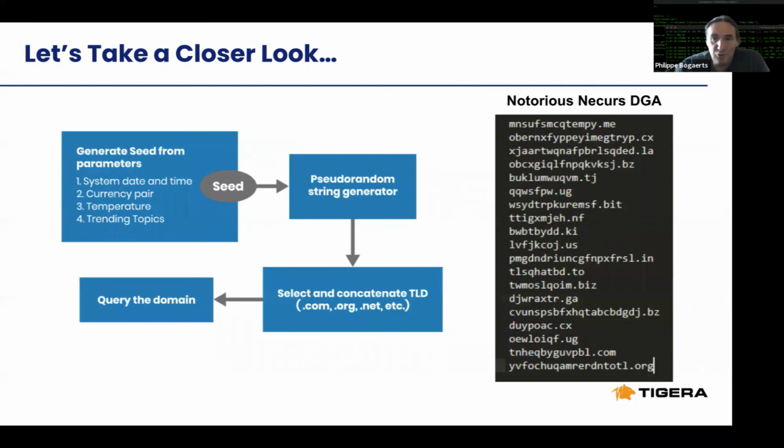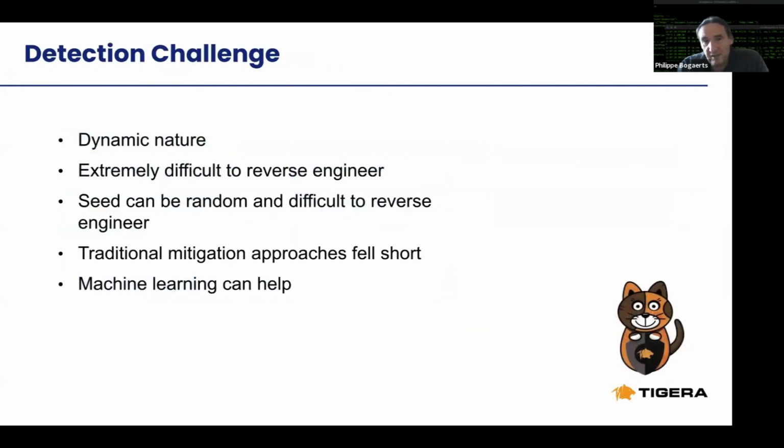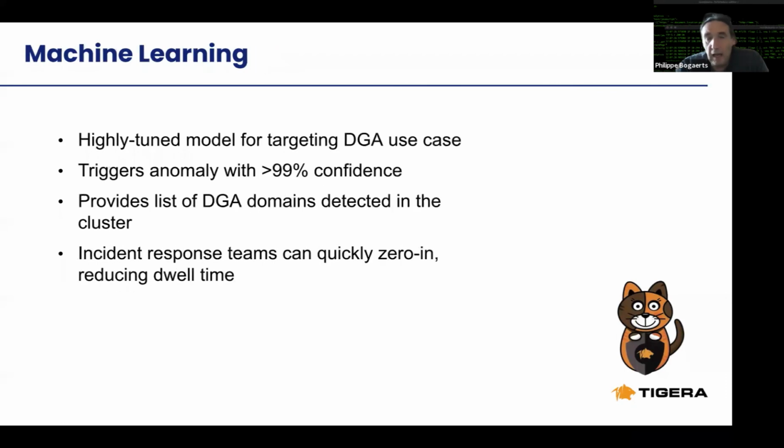It's not that hard to write this kind of thing. If you search for domain generation algorithm on Wikipedia, you find four or five lines of Python code which can generate this. So it's pretty easy to do. The downside is it's very difficult to detect. Because of the detection challenge, some smart guys at Tigera developed a machine learning algorithm to go and find these generated domains.